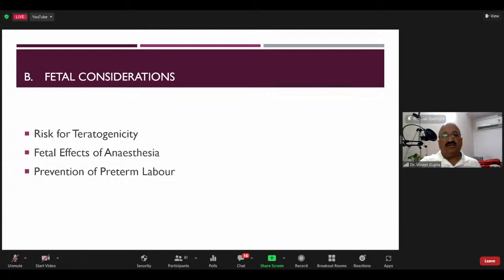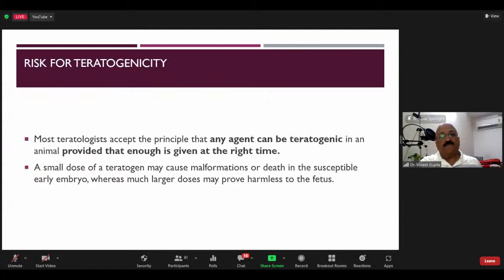The next part is fetal concentration. So actually our today's lecture is starting from there. It is divided into three main parts: risk of teratogenicity, fetal effect of anesthesia, and prevention of preterm labor. So first we will deal with the risk of teratogenicity.